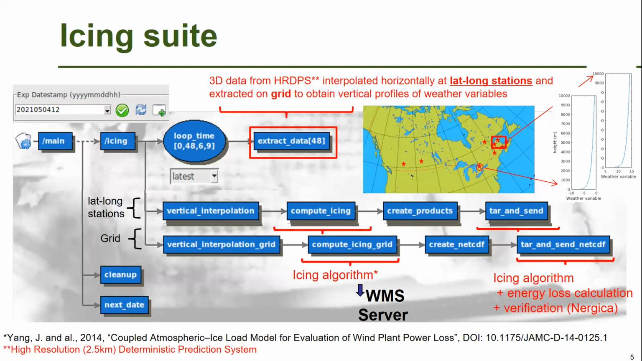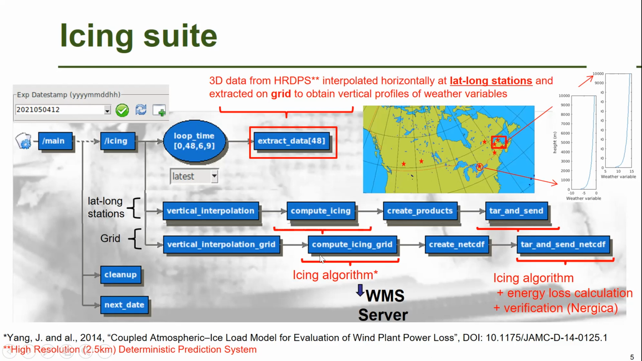In order to improve the icing forecast, we have developed what we call an icing suite that allows us to provide our collaborators with more detailed information than is available publicly from the operational model outputs. This suite is based on the outputs from the HRDPS, which is the High Resolution Deterministic Prediction System that is run at the CMC 4 times a day with a lead time of 48 hours. And there are two parts to this suite. There's a part that extracts and interpolates data at over 20 lat-long stations corresponding to wind farms in Canada. And there's also a part that does it on a small grid located in the eastern part of Canada.